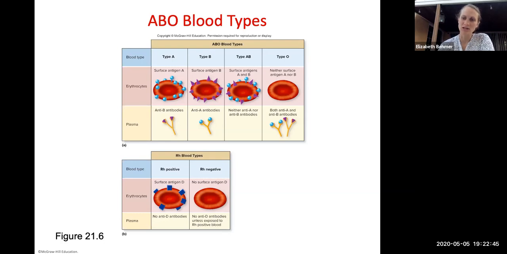So if you're pregnant, your doctor will ask you what your blood type is. Well, they'll figure that out, and we'll talk about that in a second.